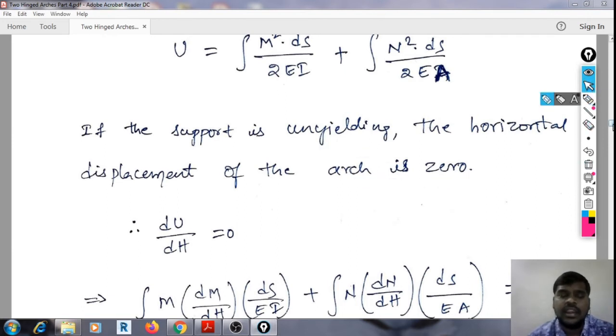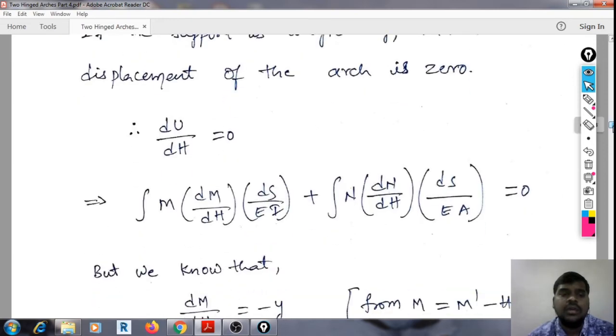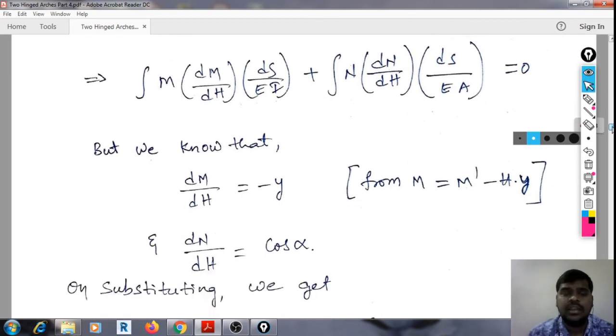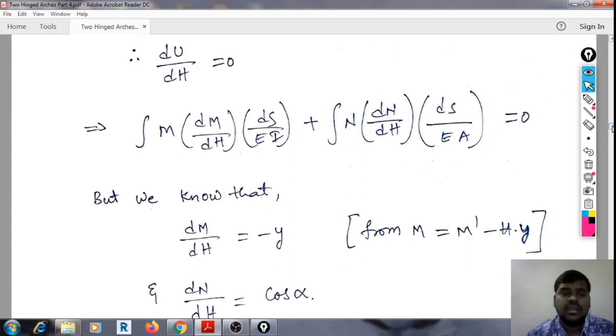So for that we are writing dU/dH equal to 0, and integral M, and substituting in the place of U the derivative of the strain energy with respect to H. So we are substituting integral of M dM/dH ds by EI, and integral of N dN/dH ds by EA is equal to 0. And we know that dM/dH is equal to minus y, that is, M is equal to M dash minus H into y. So dM/dH is equal to minus y.